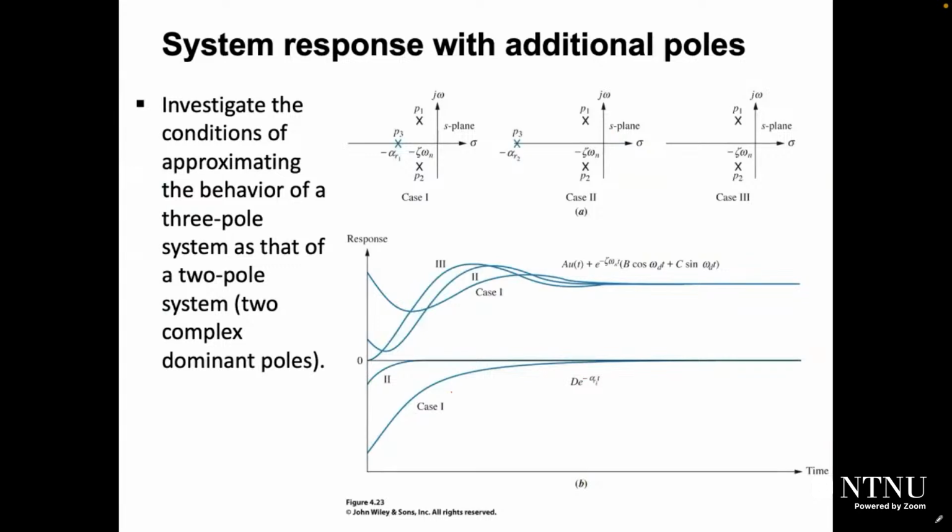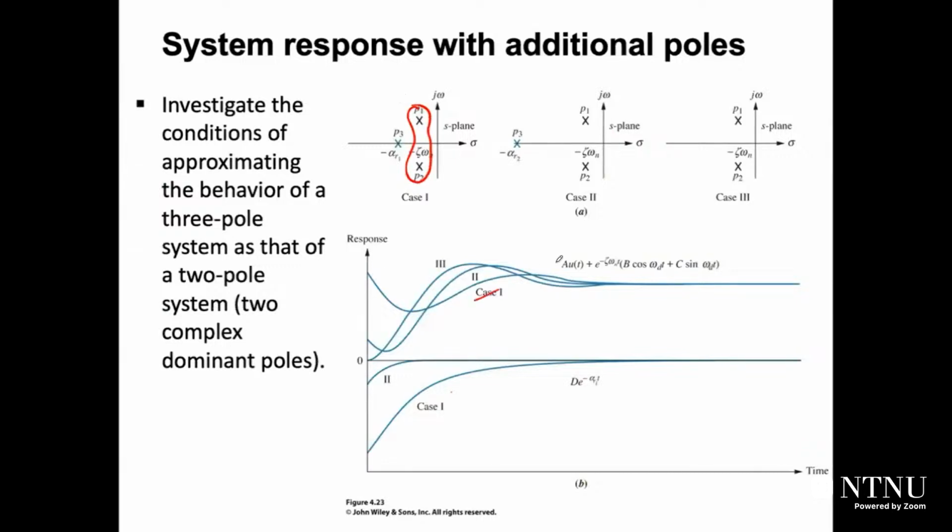If your system is higher order, what will happen? I told you the main form should be a second order system, but sometimes you have an additional pole. So we need to investigate the conditions of approximating the behavior of a 3-pole system as that of the 2-pole system, with 2 complex dominant poles. Those are the most important. So this is case 1.